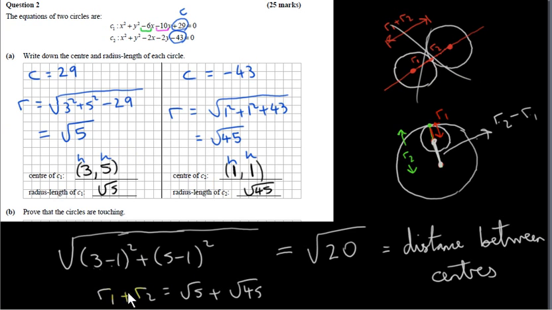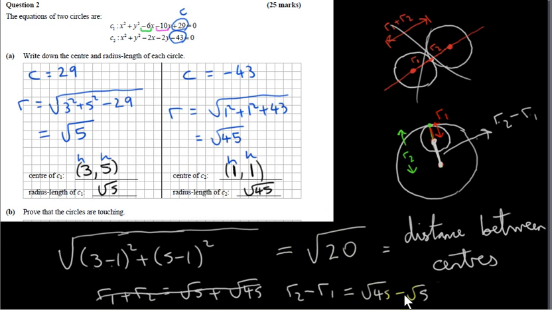The other situation is internal touching. So that's R2 minus R1. If R2 minus R1 equals root 20, we have internal touching. So R2 is the larger radius, which is root 45. Larger minus the smaller one, root 5. Is this equal to root 20?